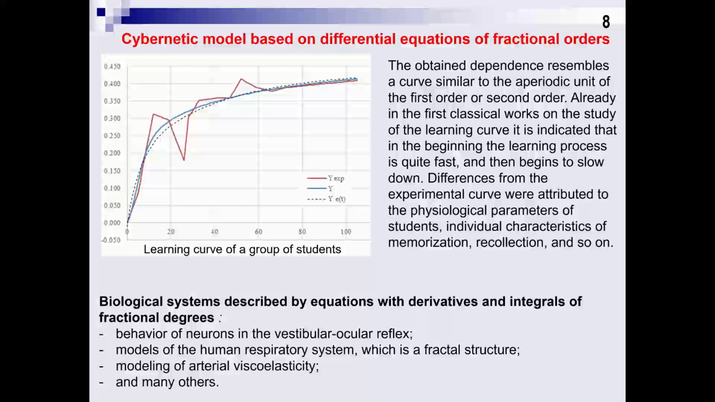But this can be taken into account by adjusting the cybernetic model, based on the use of fractional differential equations. Why hasn't this happened before? The answer is simple. Scientists in the field of pedagogy, as well as many others, did not have the mathematical apparatus of using fractional order equations. But with modern computers, this is no longer a problem.